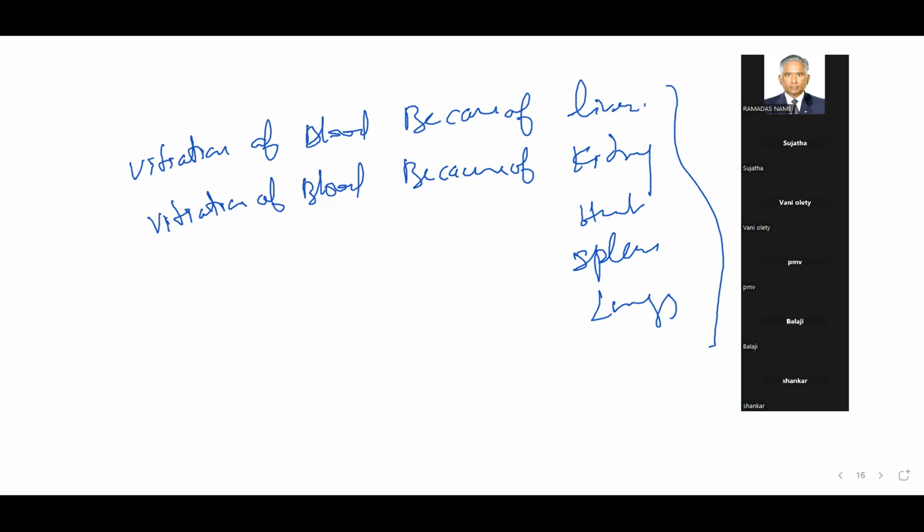How to distinguish between blood and lymph? How to differentiate blood and lymph? I will explain it later. What is the blood and what is the lymph? Okay, it's a big chapter about the lymph and the blood.